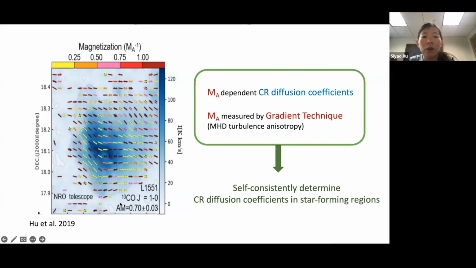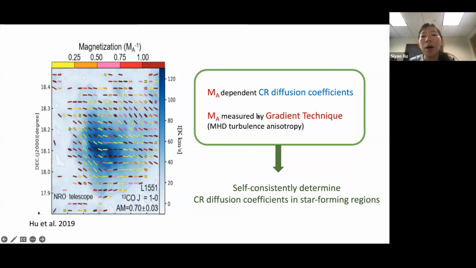They measured in several nearby molecular clouds. Here, just to show one as an example, using the gradient technique to map MA, this characteristic MHD turbulence parameter, its distribution on the sky, and different colors represent its different values. And you can see that even in a single star forming region, MA is not a constant.